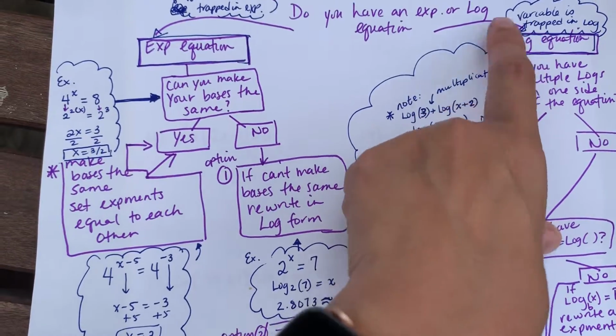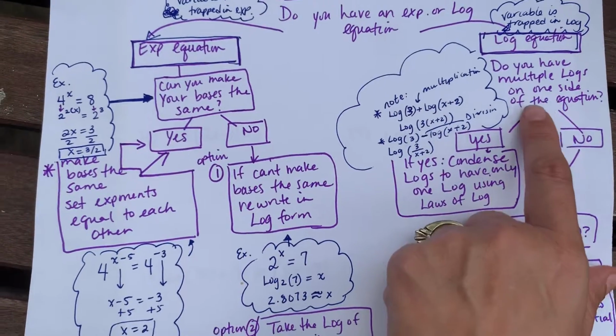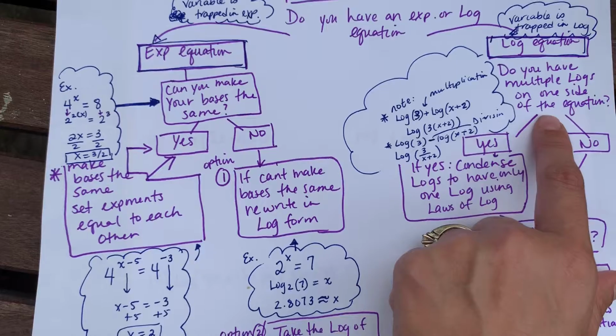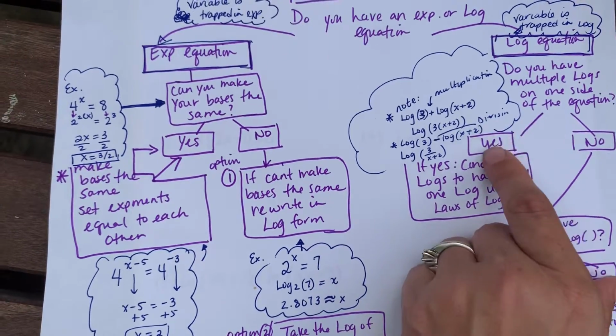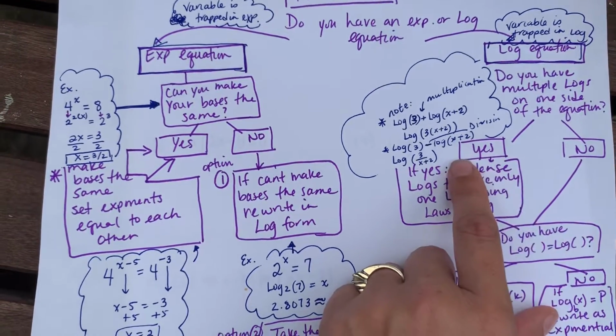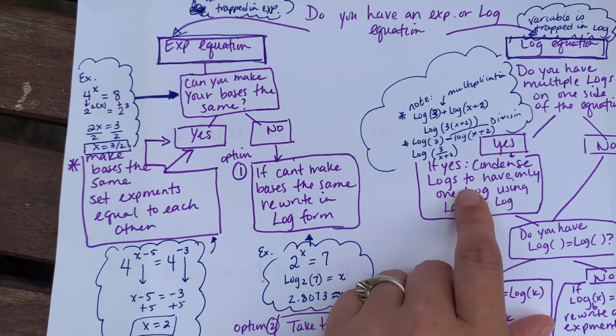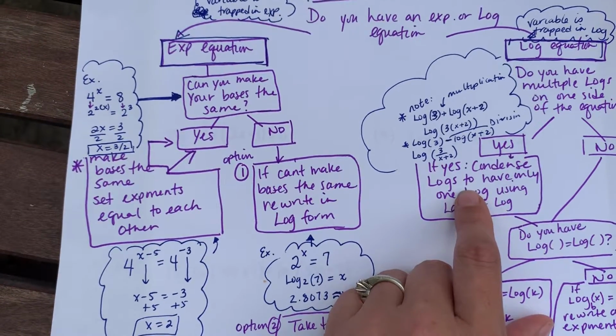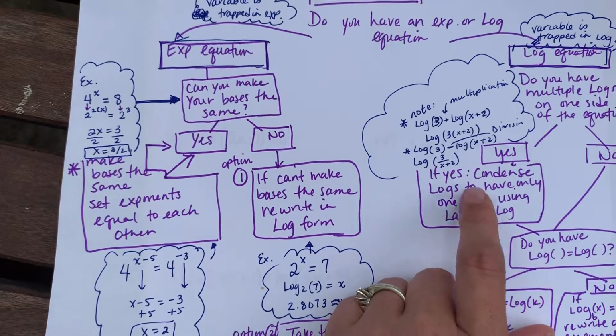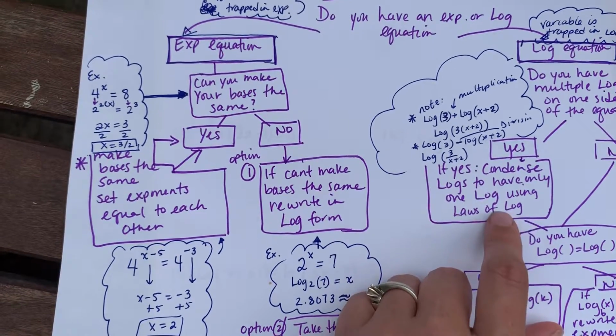Now, if you come over here and you say you have a log equation, that means your variable is trapped inside of a log. The first question you should ask yourself is, do you have multiple logs on one side of the equation? Of course, that's a yes or no question. If you say yes, you are expected to condense it to have only one log.